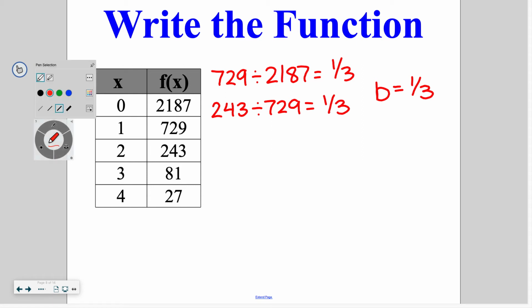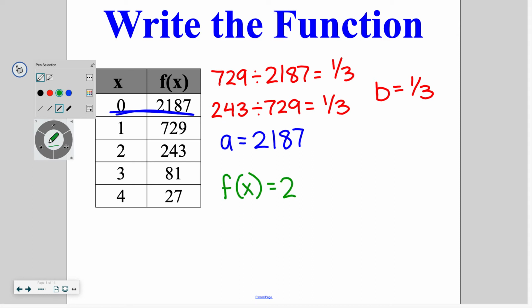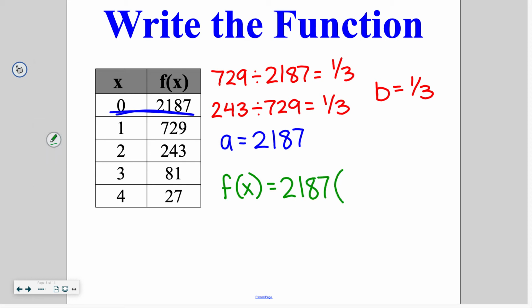Our a value is always going to be this starting information. So in this case, our a is 2,187. So then our final equation, we're going to say f of x, so our function, is equal to our starting value, 287, times our constant ratio of 1/3 to the x power.